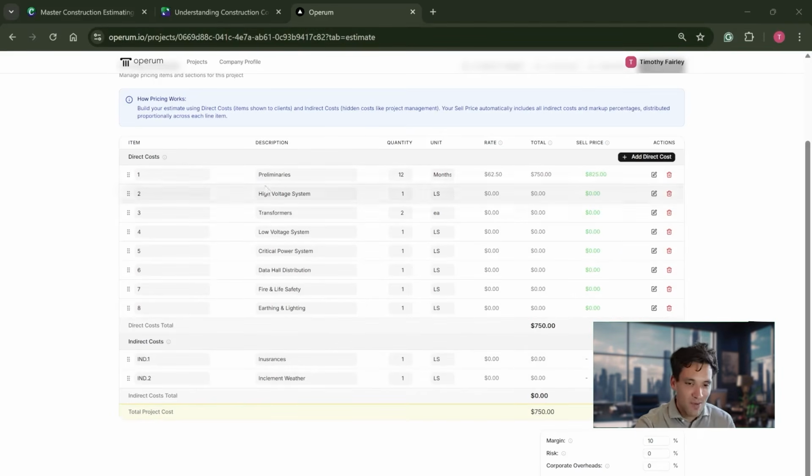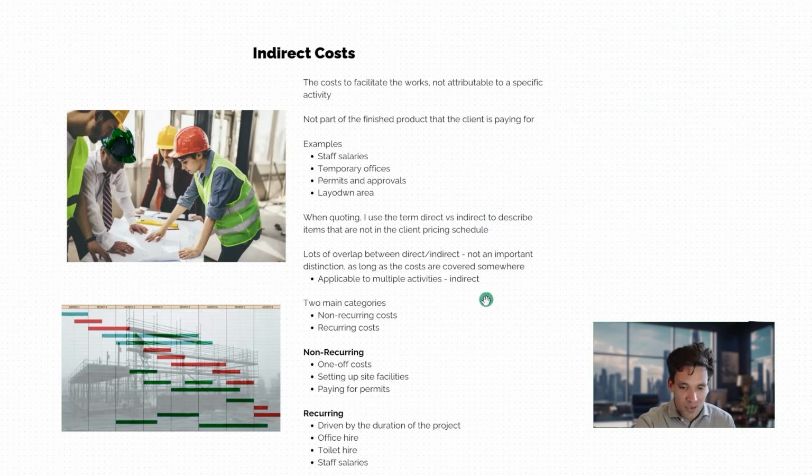Now, I do need to come up with better terms for that, but that is another way of thinking about direct and indirect costs. Again, there's going to be tons of overlap and it's project specific. It comes down to personal preference between direct and indirect. And at the end of the day, it's not an important distinction as long as you understand that all the costs you're going to incur to deliver the works are budgeted for somewhere.